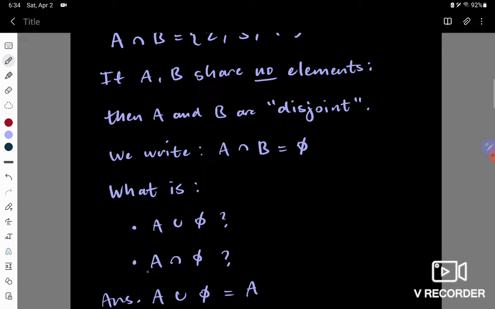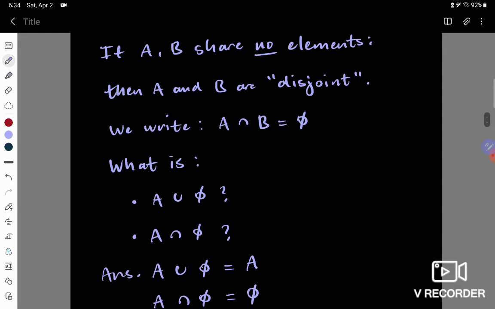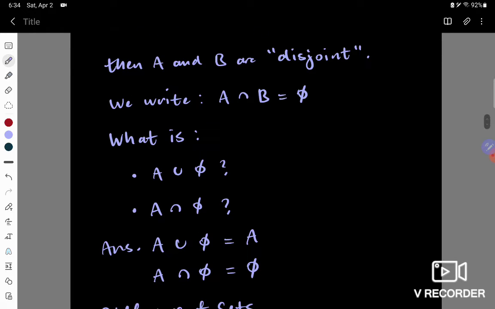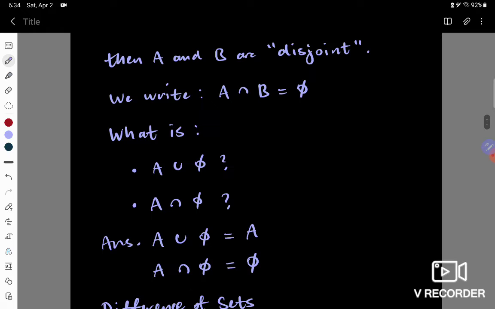Similarly, we want to ask ourselves, what is A intersection the empty set? You might have guessed it by now. If we're taking all elements in common between a set that has things and a set that has nothing at all, the only way we can write this is if A and the empty set are disjoint. More generally speaking, the empty set is disjoint to any given set. So A intersection null is the null set. That answers our two questions.